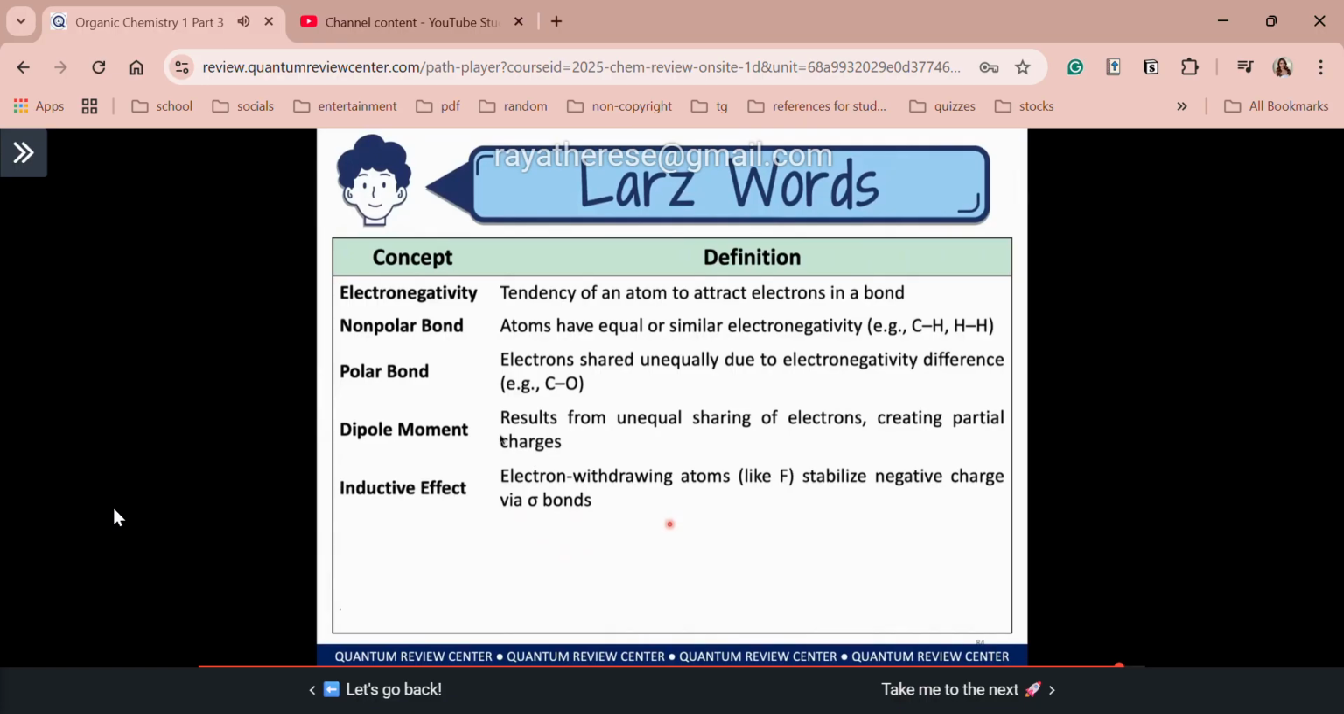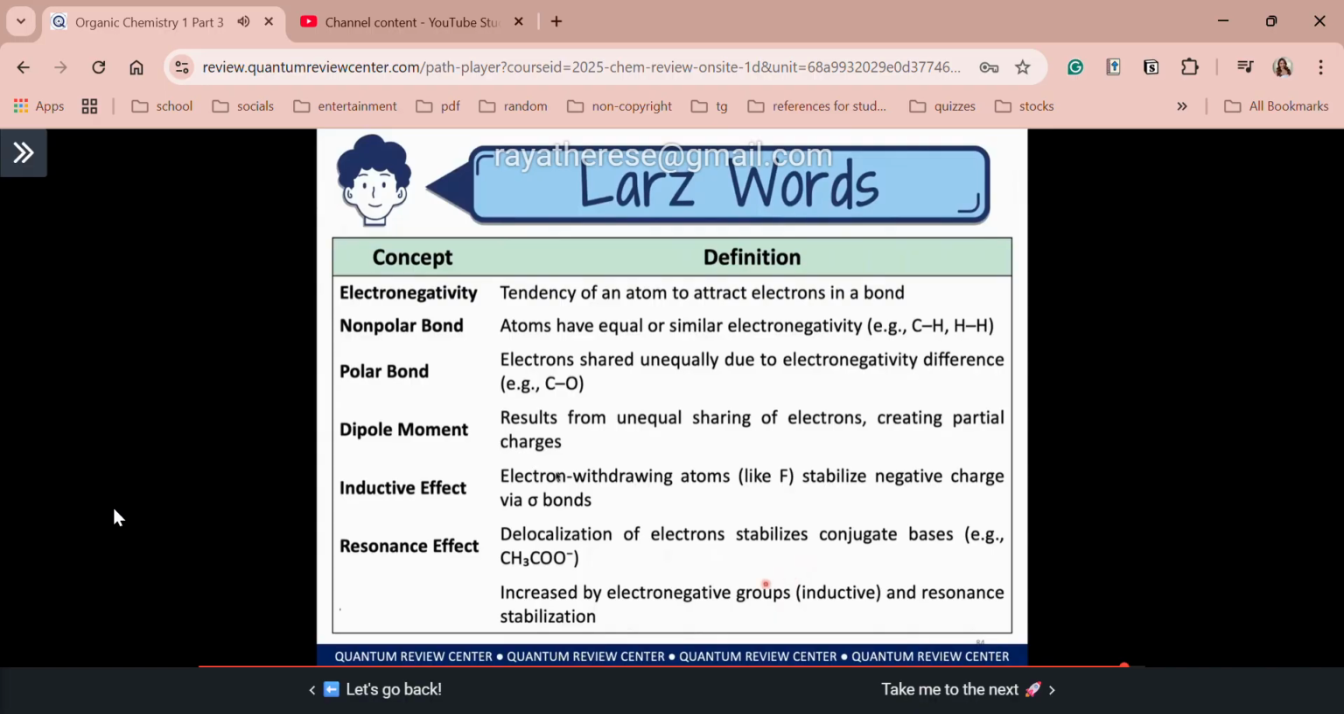All right, let's continue. The delocalization of electrons stabilizes conjugate bases. So if we have inductive effect, the other factor that can affect acid strength is resonance effect. And lastly, this is increased by electronegative groups, inductive and resonance effect through stabilization. Class, I already said the answer. That's your acid strength. All right, so finally, we are done with our Crash Course number 1. Class, very lengthy, easy Crash Course 1 because this is more of a knowledge building crash course.